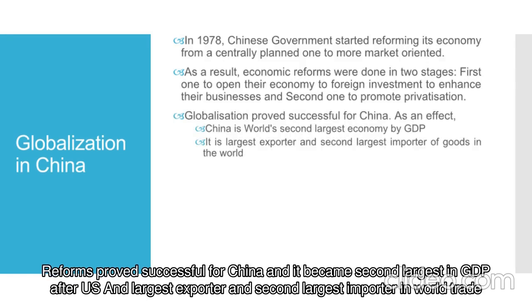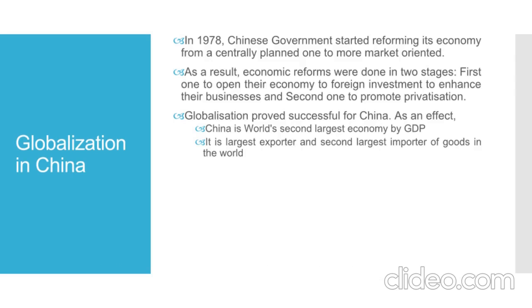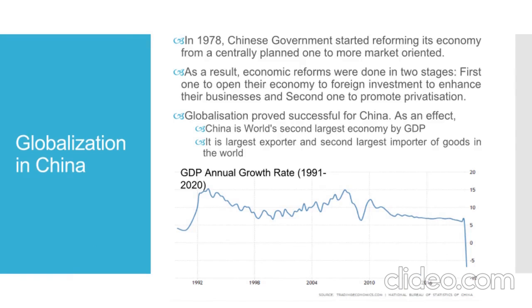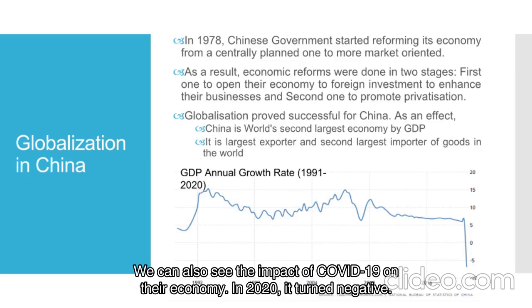Reforms proved successful for China and it became second largest in GDP after the US, the largest exporter and second largest importer in world trade. As we can see from the graph, which shows China's annual GDP growth from 1991 to 2020, its GDP rose significantly in 1992 after reforms were introduced, which kept steady till 2019. We can also see the impact of COVID-19 on their economy. In 2020, it turned negative.